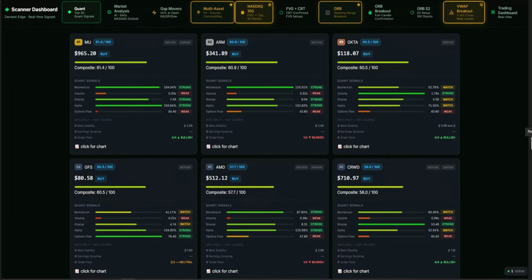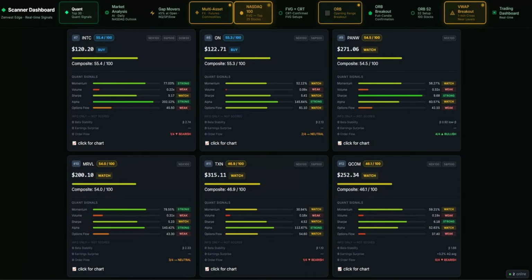0.33x means volume is below average. This tells us the move has been on light volume, worth monitoring. Okta, on the other hand, has strong volume at 1.79x, nearly double the average. Institutional hands are moving. Signal 4, Alpha versus S&P 500, 15% of score.